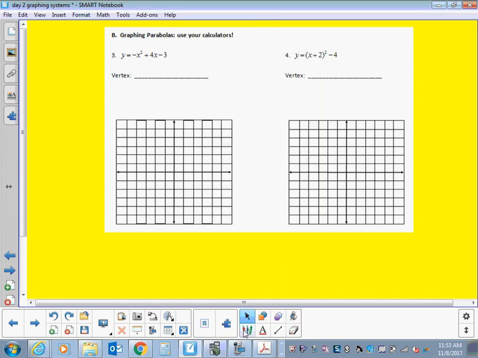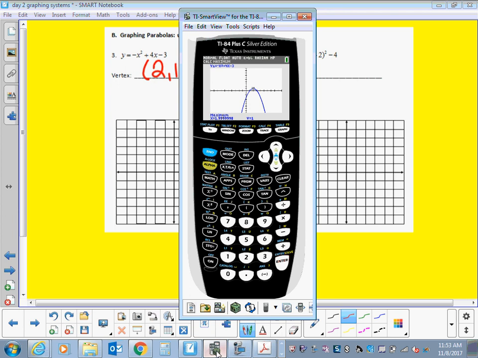Sometimes you can see it on your graph, but sometimes you can't, especially if it's a decimal. So we have 2, 1. Now, you're almost done, but not quite.